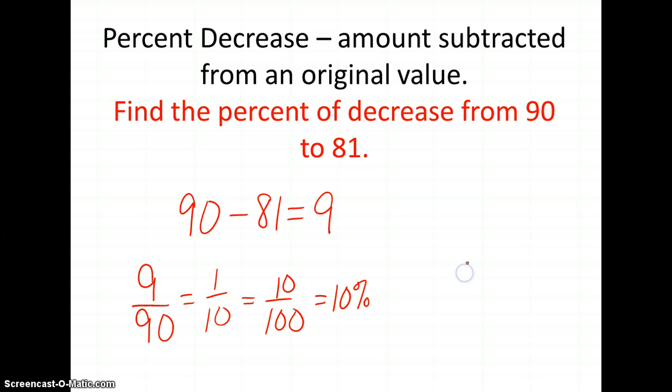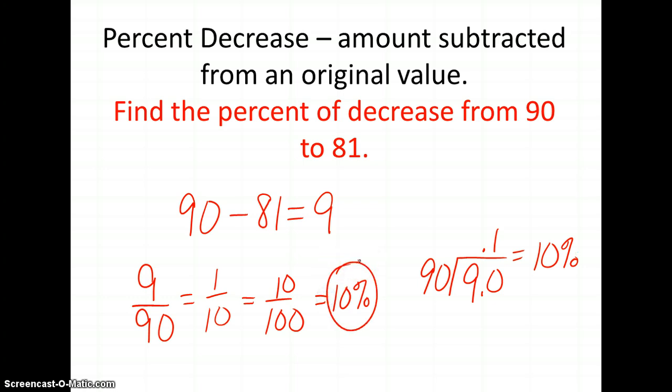I can also do it with division and finding my percent as a decimal. When I divide, I get 1/10. I know that 1/10 as a percent is 10%. So the percent decrease from 90 to 81 is 10%.